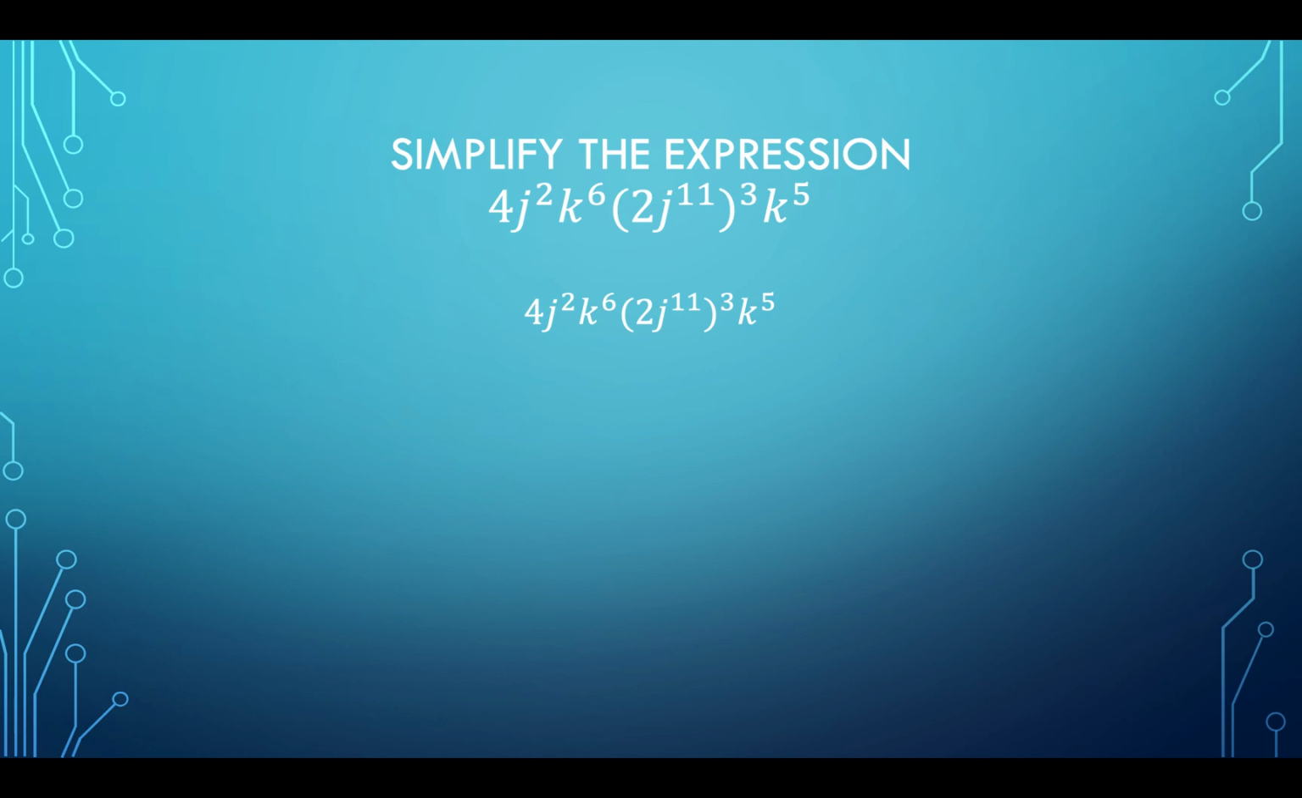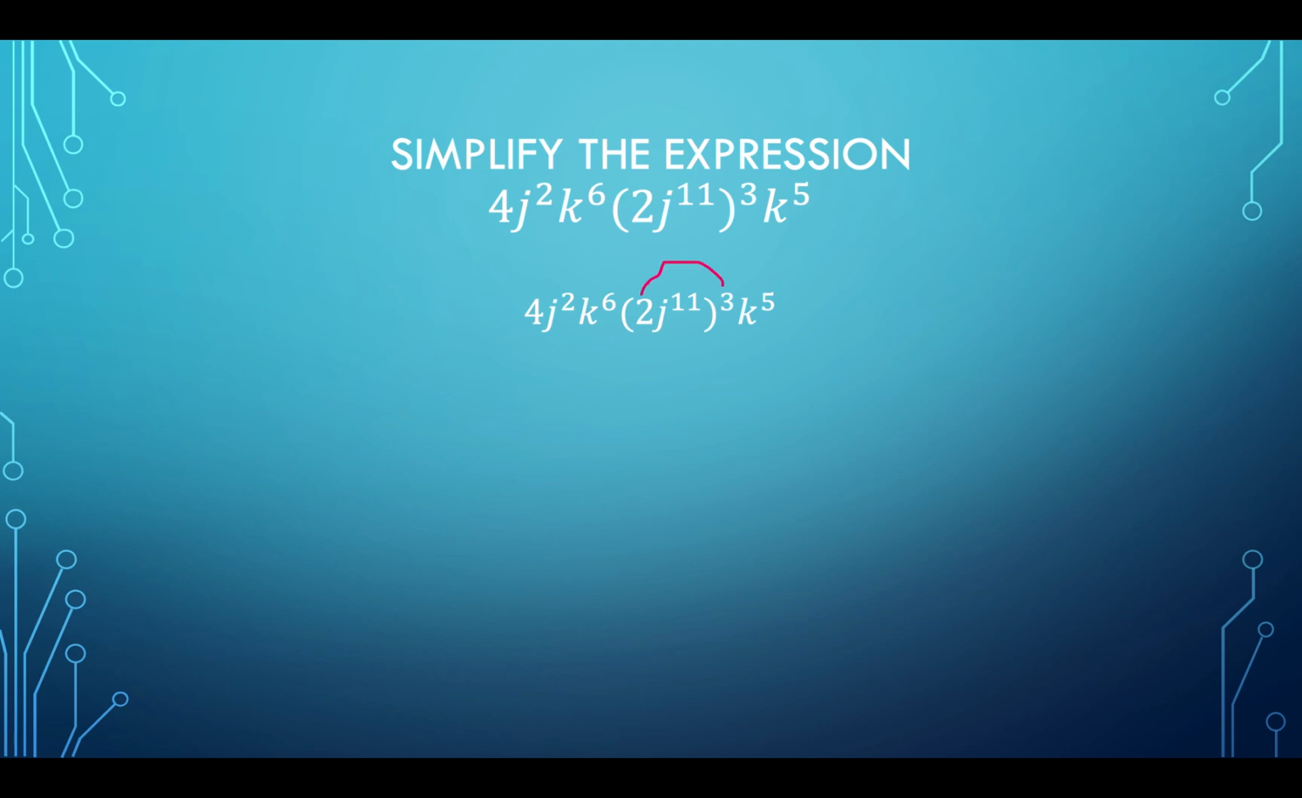Let's try this one. 4j squared, k to the 6th, and then now we have in parentheses 2j to the 11th power, close the parentheses, all to the 3rd power, and k to the 5th. Okay, a lot going on here. Yes, there's a lot of variables, but that's okay.